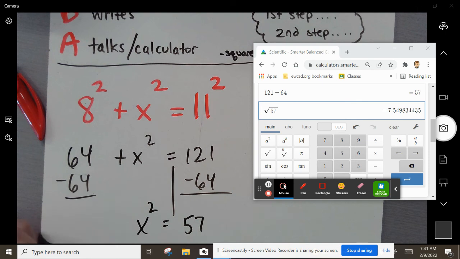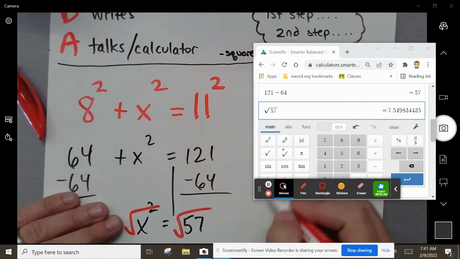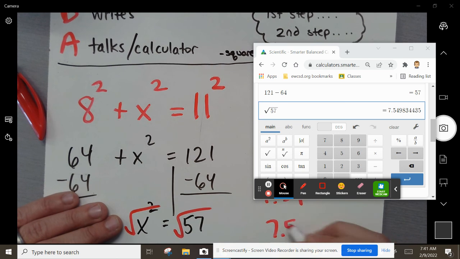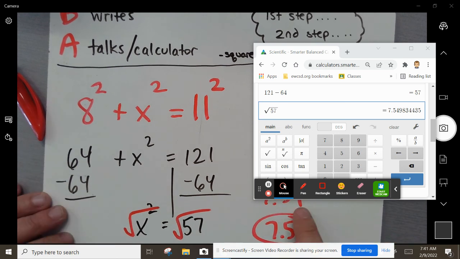7.54. So to make sure you know what's going on, you're going to square root both sides. Again, 7.54, which you can just leave at 7.5. It's almost going to round up to 7.6, but not quite because that's a 4. All right, erase your boards. Let's do another couple. Let's go.